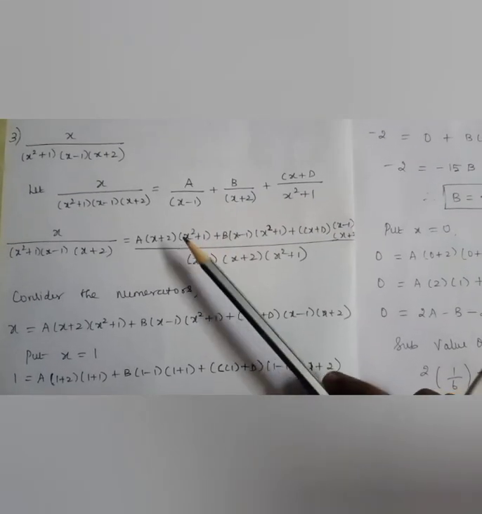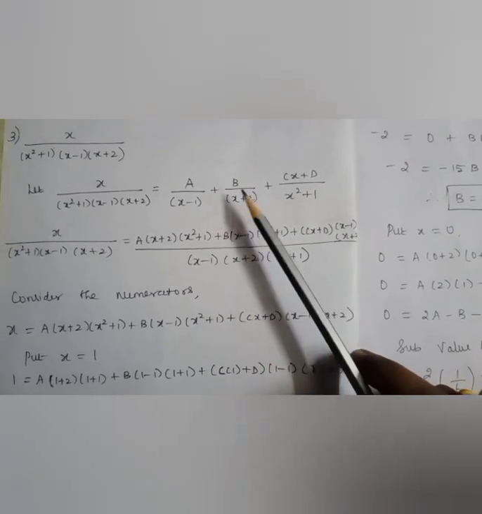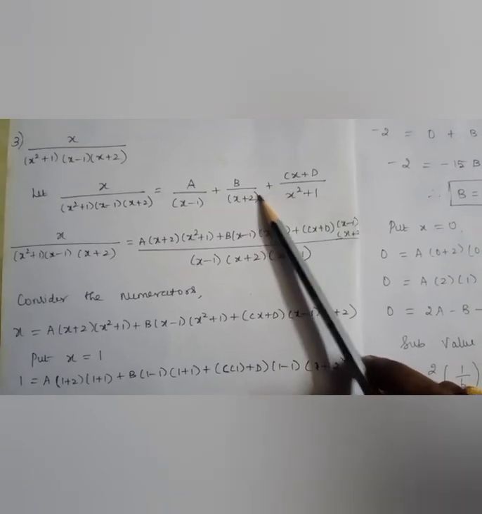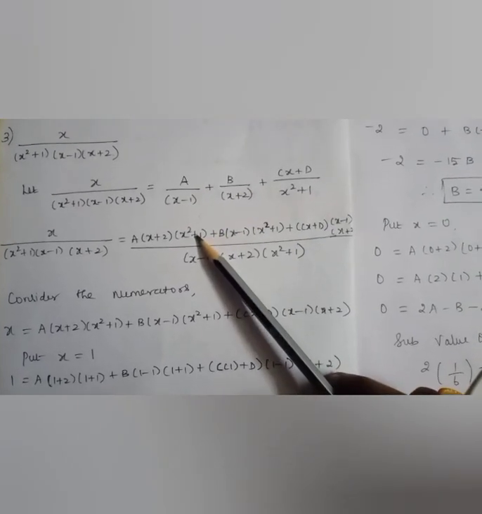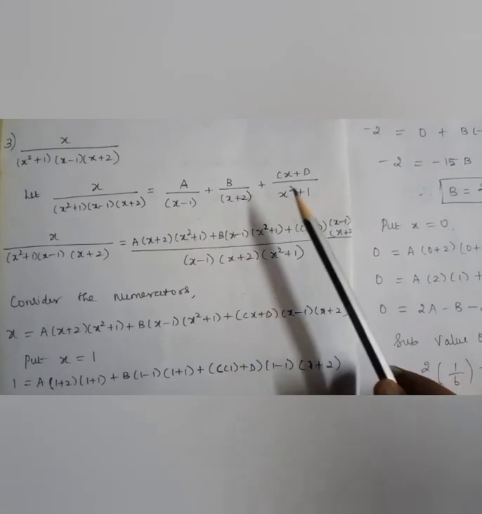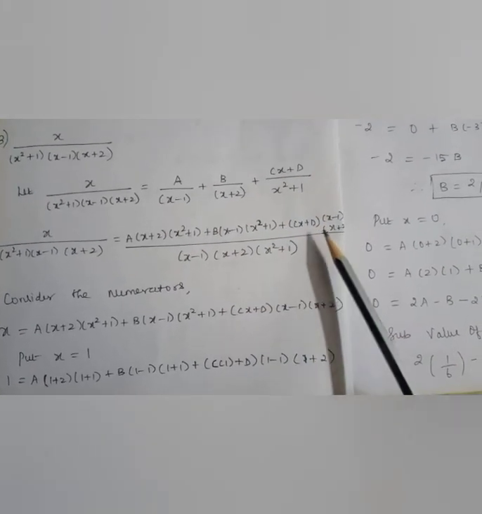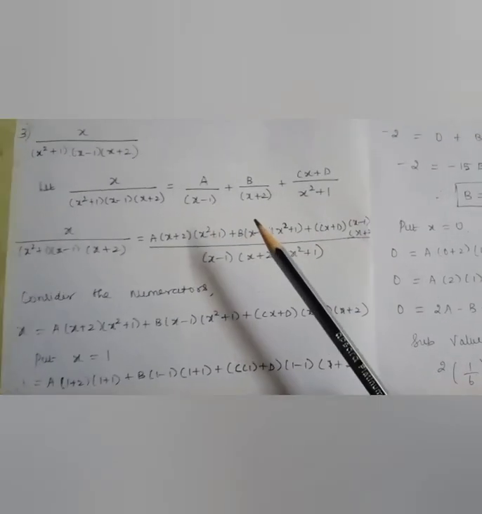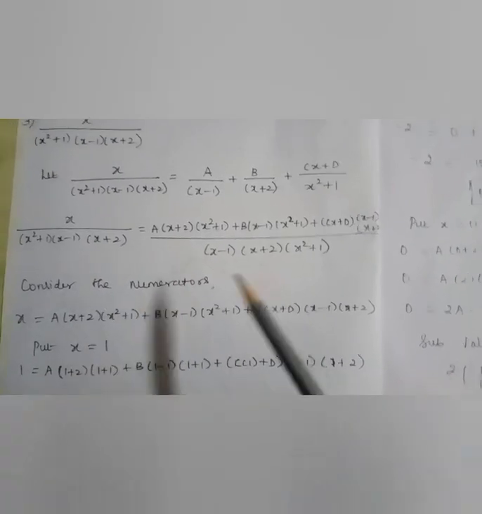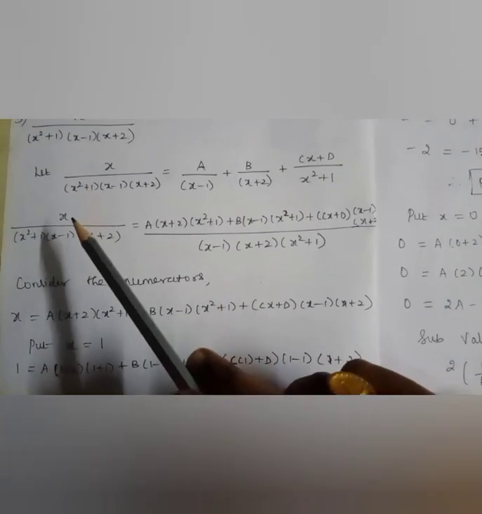So here I am having only x minus 1. So what are the terms left out here? x plus 2 and x square plus 1 have to be multiplied with a. And for b, x minus 1 and x square plus 1 have to be multiplied. And for cx plus d, x minus 1 and x plus 2 have to be multiplied. Now cancelling the denominators, I will equate only the numerators. So here the numerator is only x.